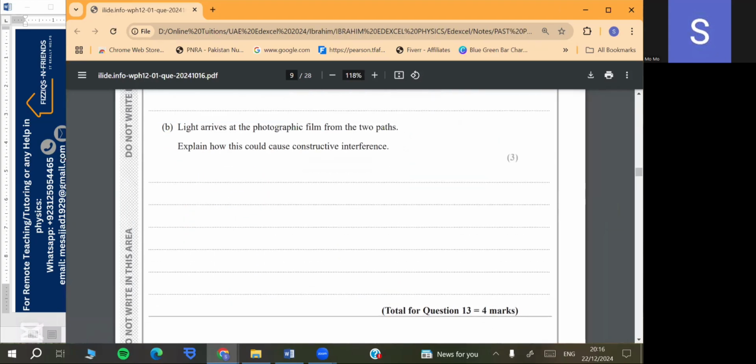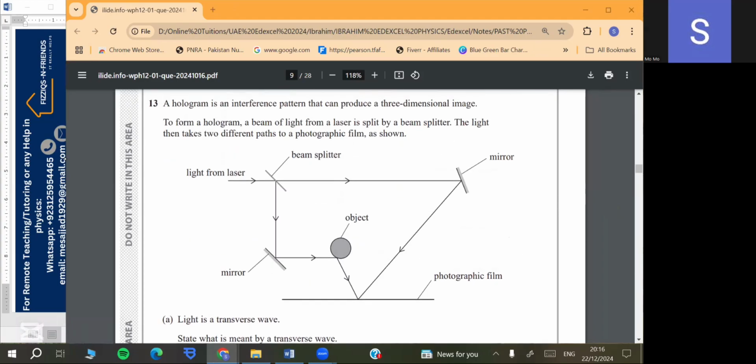Light arrives at the photographic film from two paths. Explain how this could cause constructive interference. Okay, first of all, you see here at number 1, partial light is moving this way and partial light is moving that way. So this light is reaching here first, but this way this light is reflected here, and maybe here. Okay, from this mirror it is coming this way and then moving that way and this way.